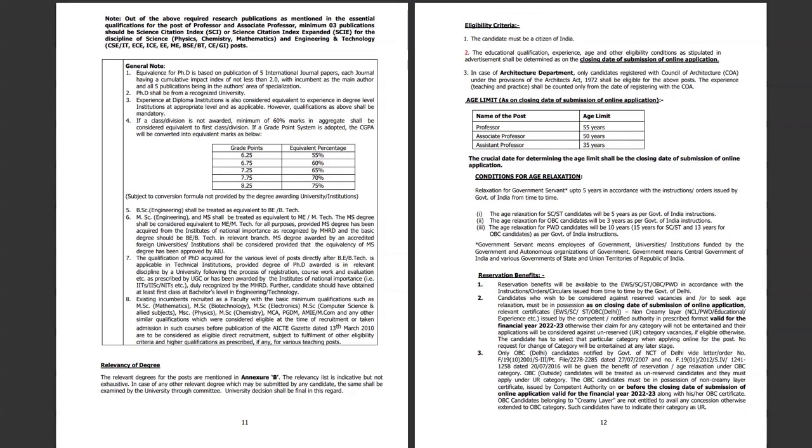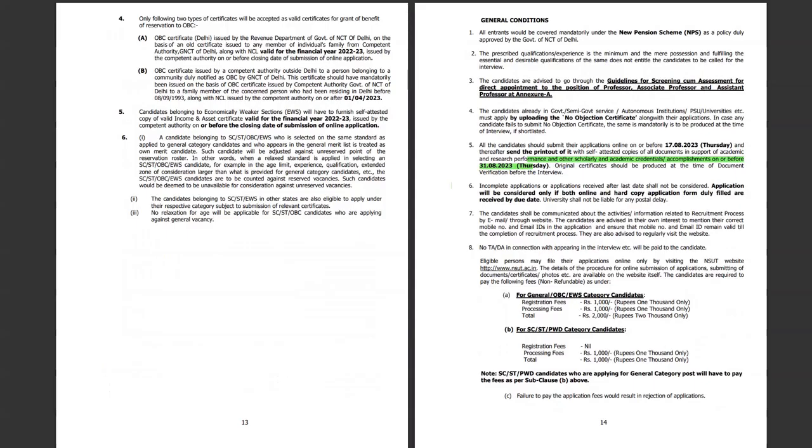So here we talk about the eligibility criteria for age. The maximum age limit for professor is 55 years, associate professor is 50 years, and for assistant professor is 35 years. Based on the different reservations, they will give some relaxation also. Suppose for SC and ST they will give 5 years, and for OBC 3 years, and the age relaxation for PWD candidates will be 10 years.